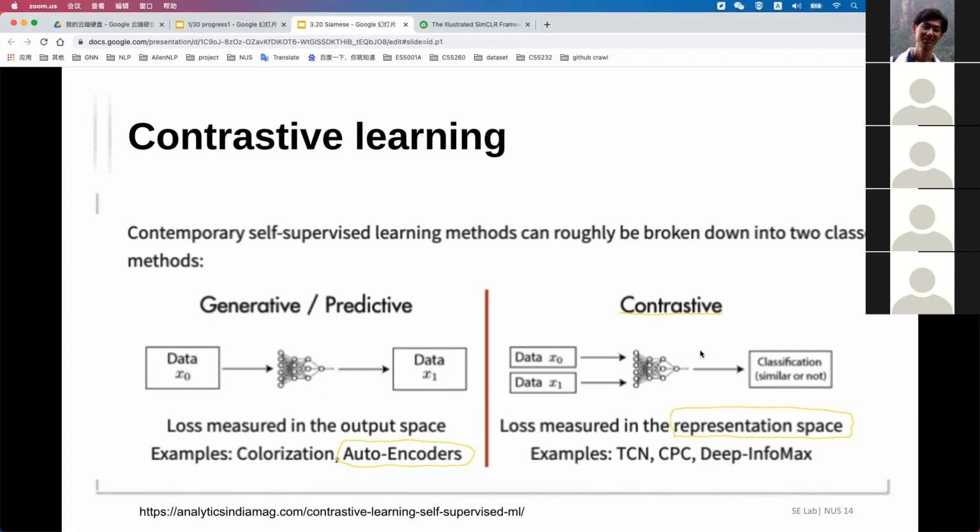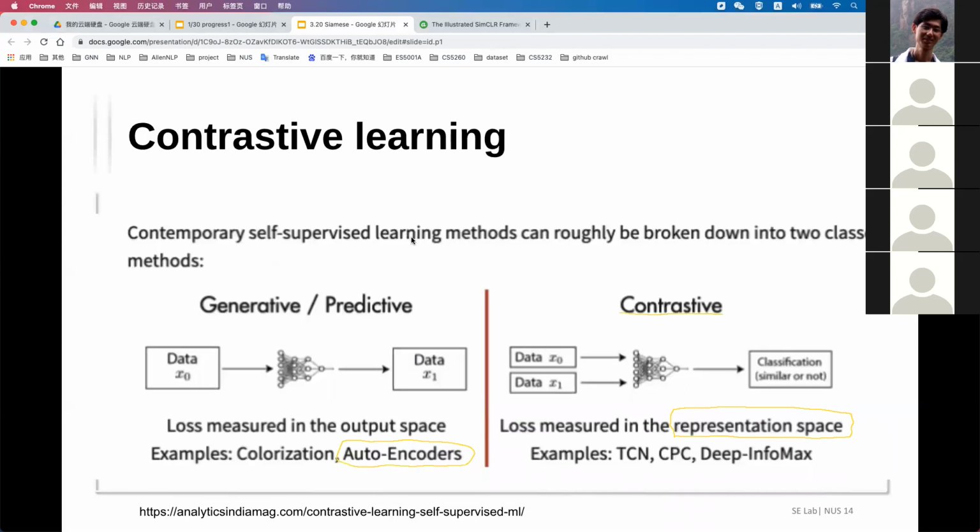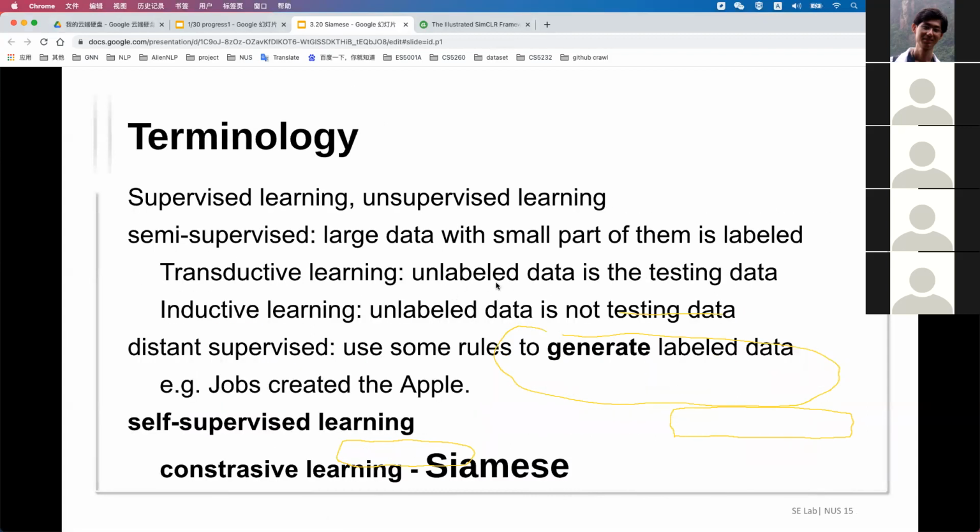So it's quite different. Maybe you feel a bit confused, so we will go further to introduce contrastive learning. Typically, we use a Siamese network as the contrastive learning neural network architecture because you can see it is very similar to the Siamese architecture. Okay, so now we have clarified the terminology and what self-supervised learning and contrastive learning are.